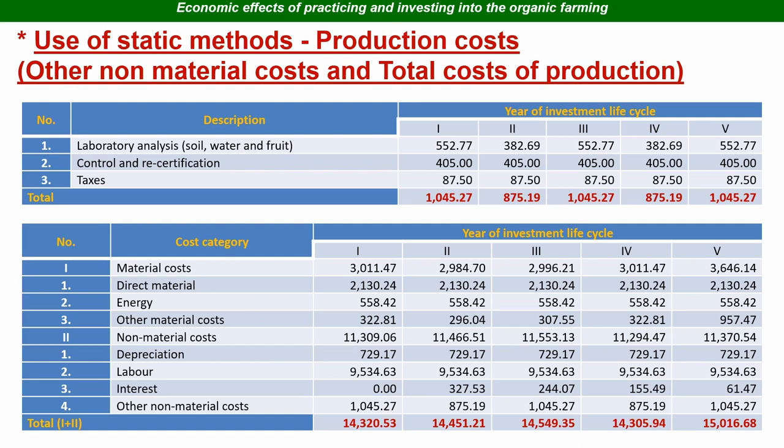Non-material costs primarily involve local or national taxes related to the production process. For example, tax for melioration, property tax, costs of maintaining the mechanization and equipment, costs of external control and recertification of production activities, as well as the costs of required laboratory analysis.